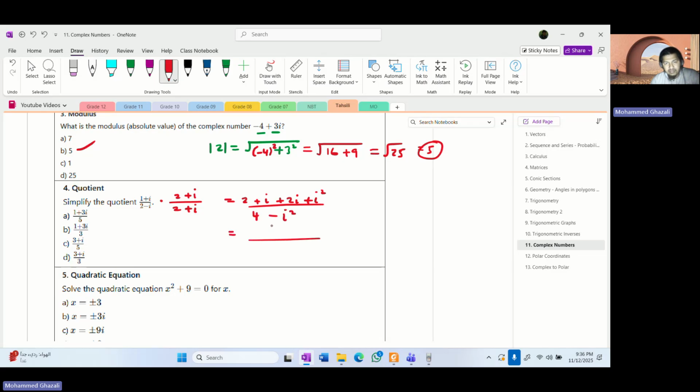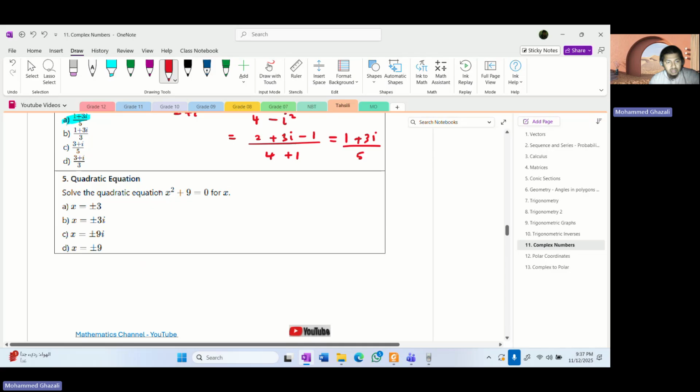Now we get 2 plus 3i, and i squared is negative 1. And then the denominator is 4 plus 1, because negative times negative 1 is plus 1. So now you get 2 minus 1, which is 1, plus 3i, all over 5. So what's the answer? 1 plus 3i all over 5. Where's 1 plus 3i all over 5? So the answer is A again. Next one.